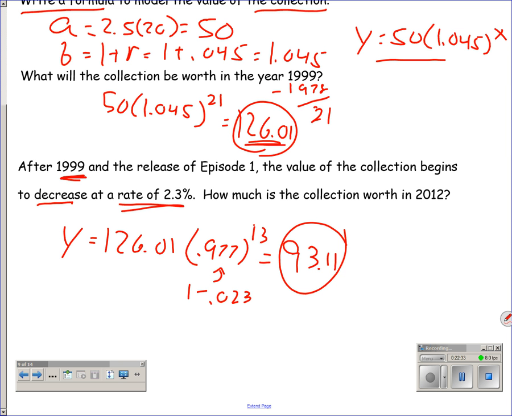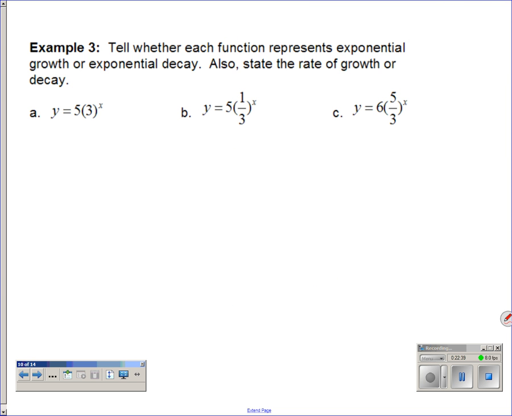How do you feel about these types of problems? Feel okay? All right. Okay, this problem right here shows up sometimes, and it's not supposed to be hard. It's just to help you understand, to be able to read and interpret these things. It says tell whether each function represents exponential growth or decay, and then state the rate of growth or decay. So it's asking to identify what type of equation we have, and then find that R value.